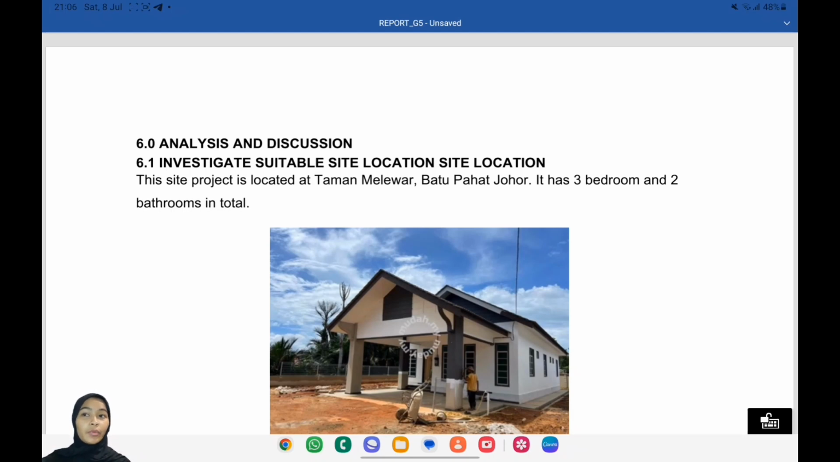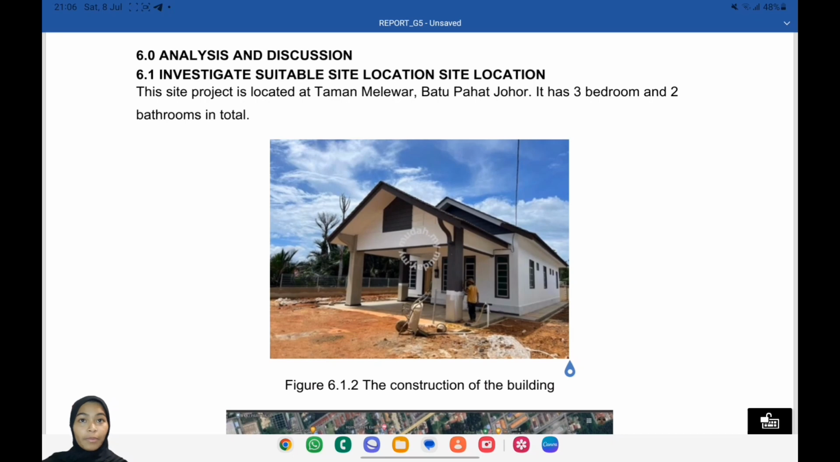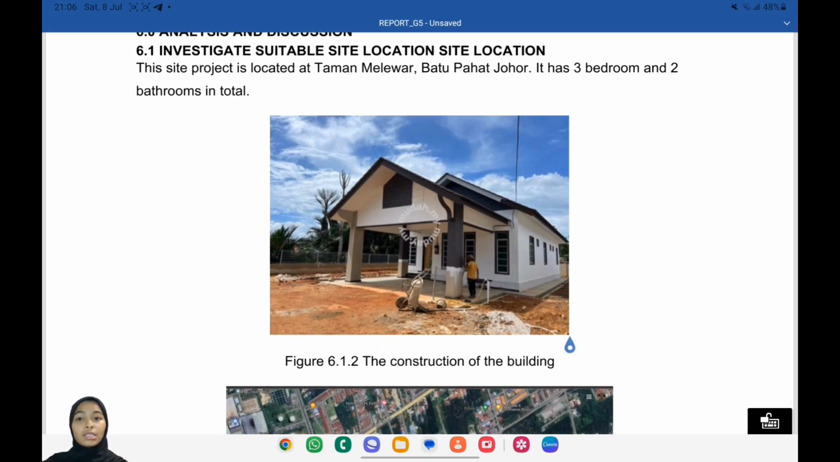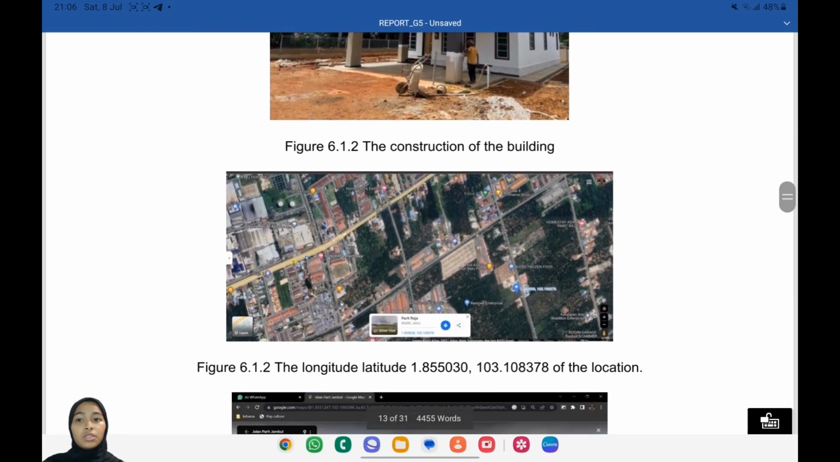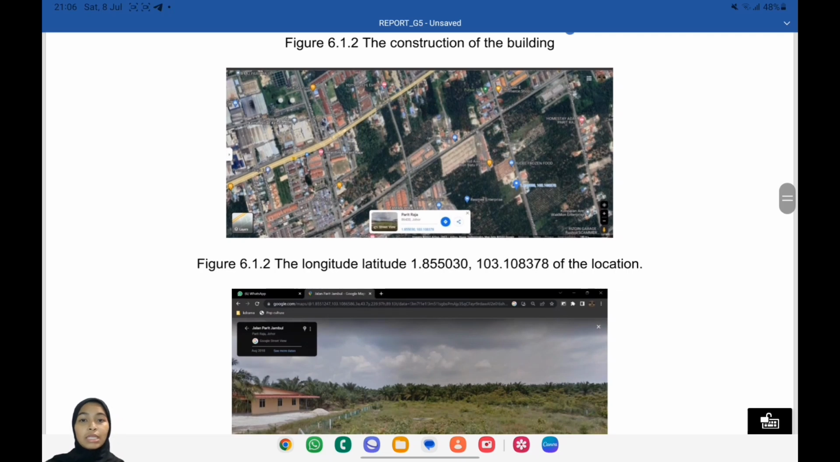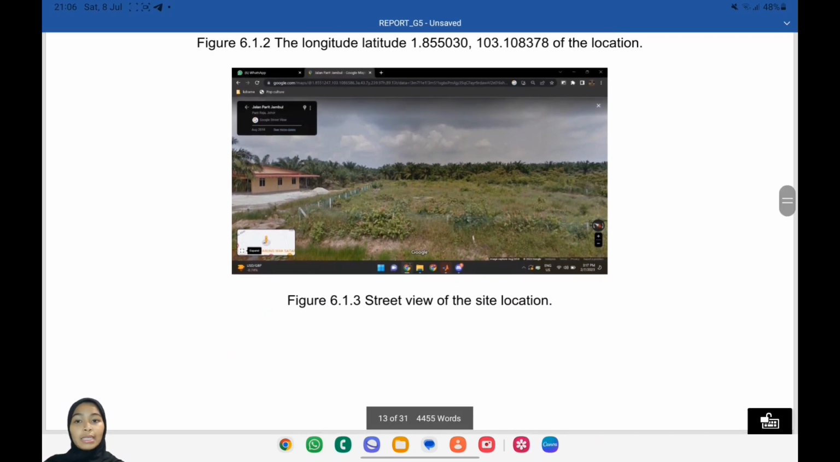So for my part, I will discuss the analysis and discussion. First is to investigate a suitable site location. This site project is located at Taman Melewa, Batu Pahat, Johor. It has 3 bedrooms and 2 bathrooms in total. Figure 6.1 shows the construction of the building. Figure 6.2 shows the longitude and latitude of the location at Taman Melewa. Figure 6.1.3 shows the street view of the site location.